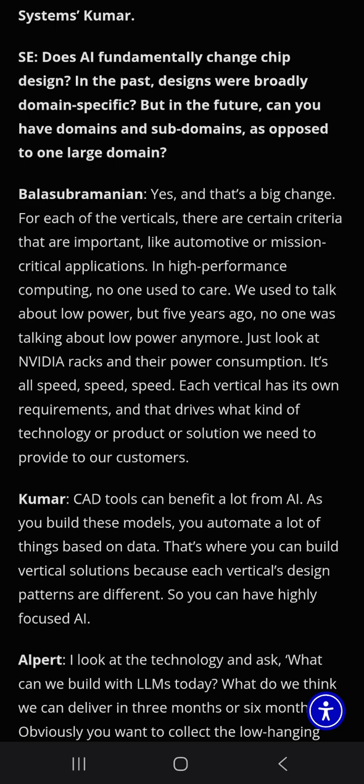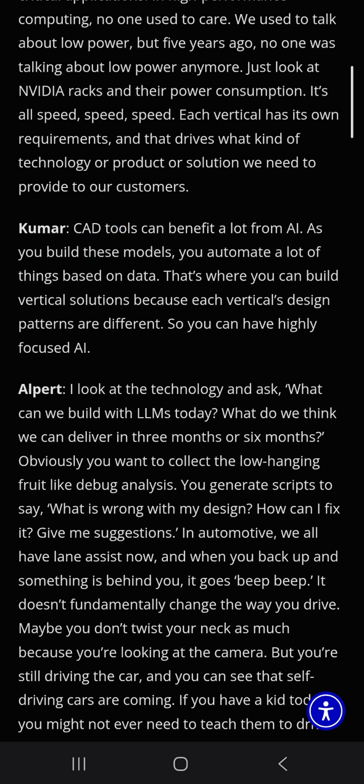and that drives what kind of technology or product or solutions we need to provide to our customers. Kumar: CAD tools can benefit a lot from AI. As you build these models, you automate a lot of things based on data. That's where you can build vertical solutions, because each vertical's design patterns are different, so you can have a highly focused AI.